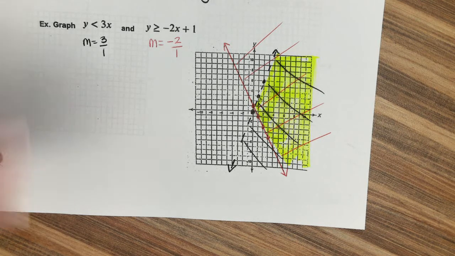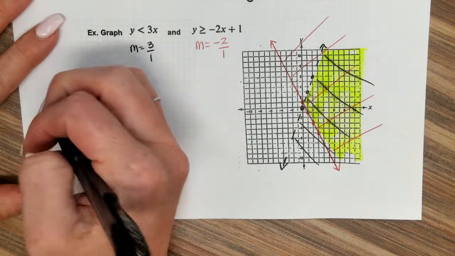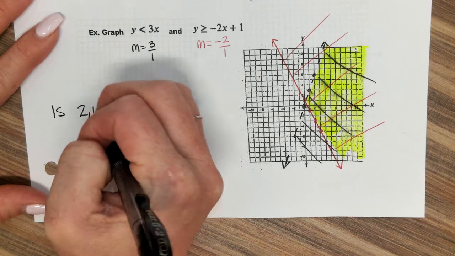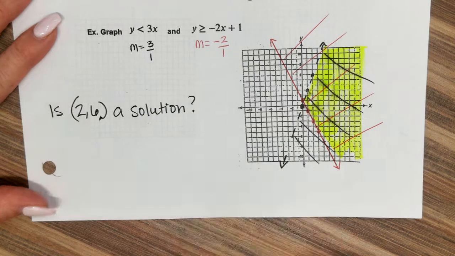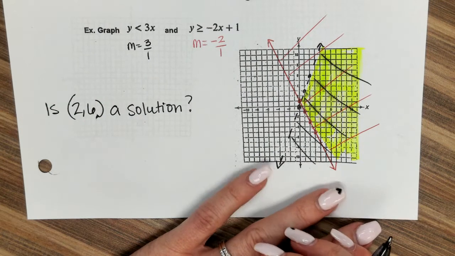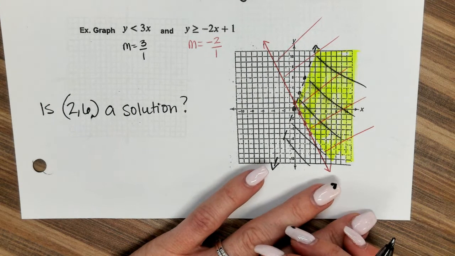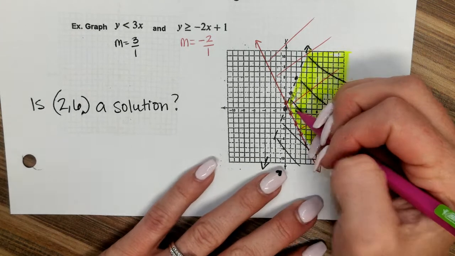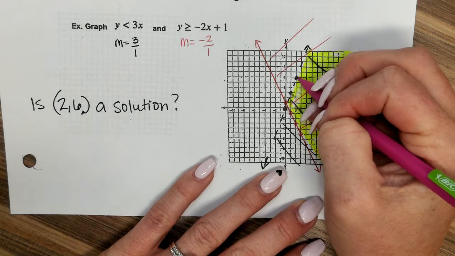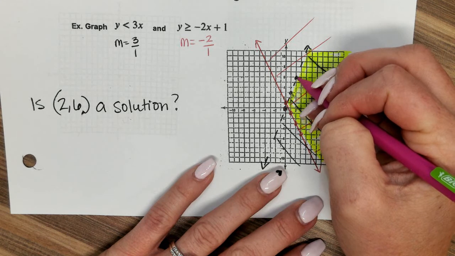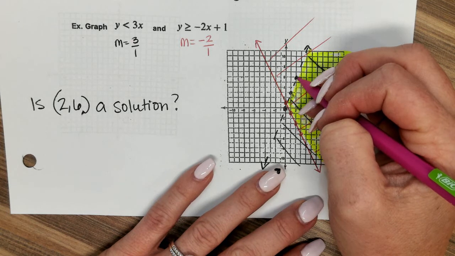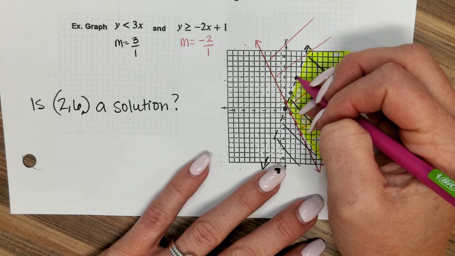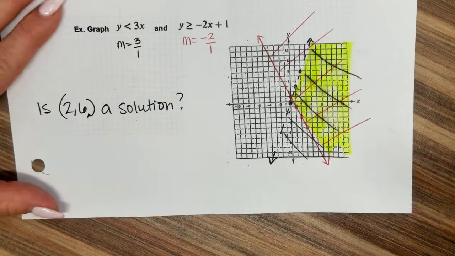All right, here's a question we're going to ask ourselves. Is (2, 6) a solution? Okay, here's (2, 6). Is that a solid line? Because if it's a solid line, I'm good. Or is that a dashed line? It is not a solution if it's a dashed line. So my answer to that one is no.